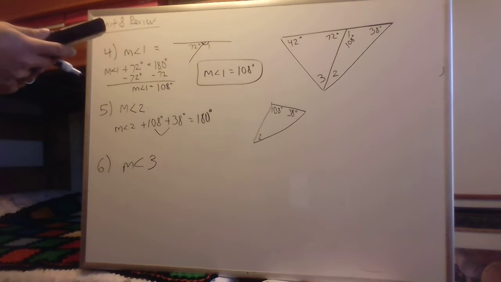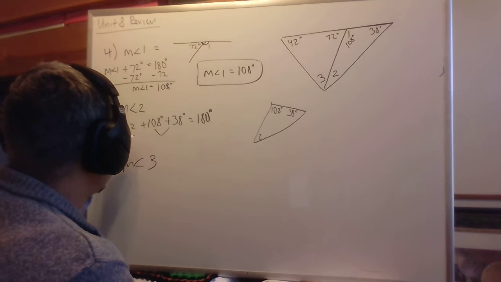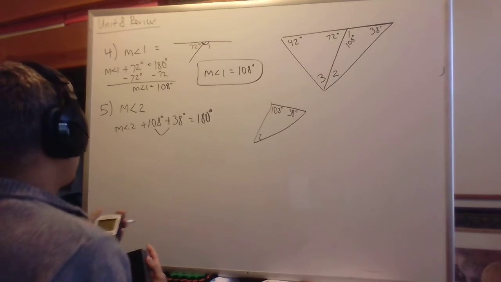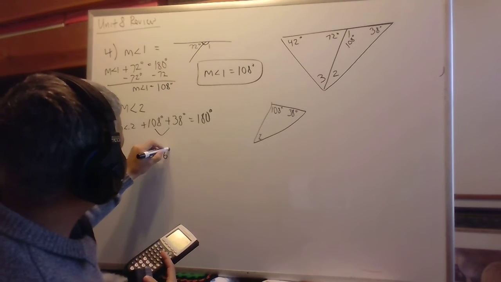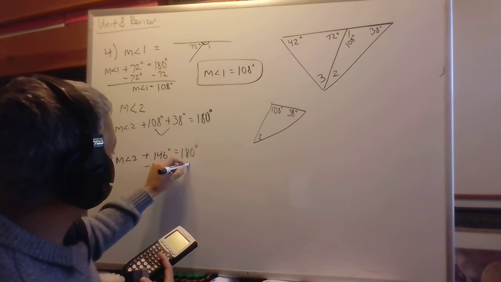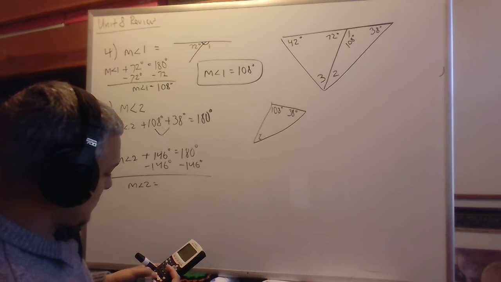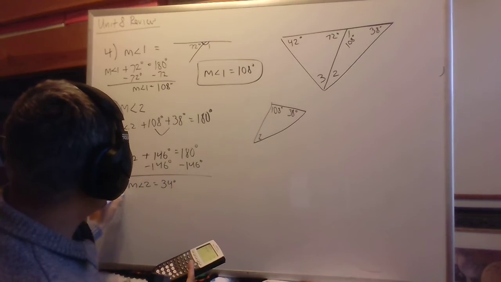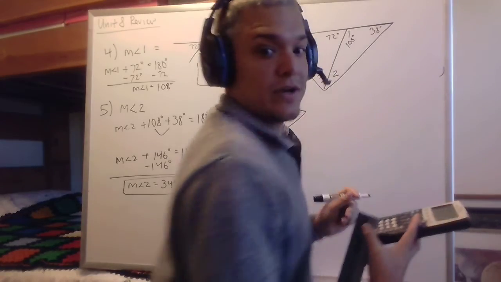In order to solve for angle 2's measurement, we're going to combine like terms. So 108 plus 38 is 146. We're going to have the measurement of angle 2 plus 146 degrees equals 180 degrees. Then we're just going to subtract 146 degrees from both sides of the equal sign to solve for the measurement of angle 2. So 180 minus 146 is 34 degrees. That means the measurement of angle 2 is 34 degrees.